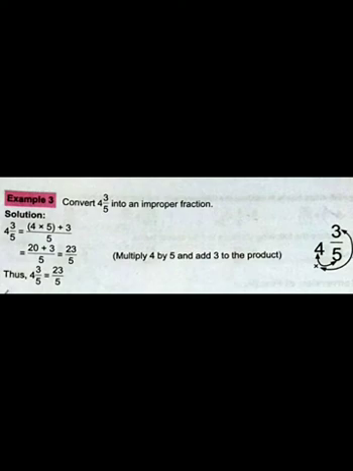Convert 4 3 by 5 into an improper fraction. 4 3 by 5 is equal to, we will multiply the denominator by the whole number, 4 into 5 within bracket, and then add 3, plus 3 by 5, which is equal to 4 into 5 is equal to 20 plus 3 by 5, which is equal to 23 by 5. So we convert mixed fraction 4 3 by 5 into improper fraction 23 by 5.